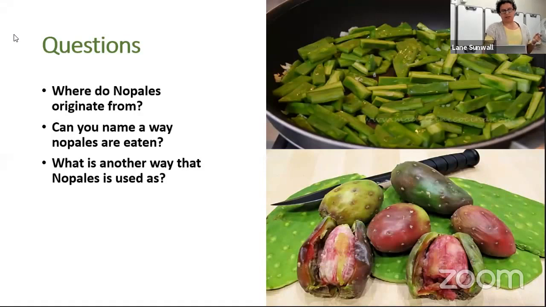And those are the questions that she wanted them to answer. And see, this is the fruit of the nopal. I don't know how you call that in English, pear. So prickly pear, I think. Prickly pear is from the same plant. So that was her presentation, for example.